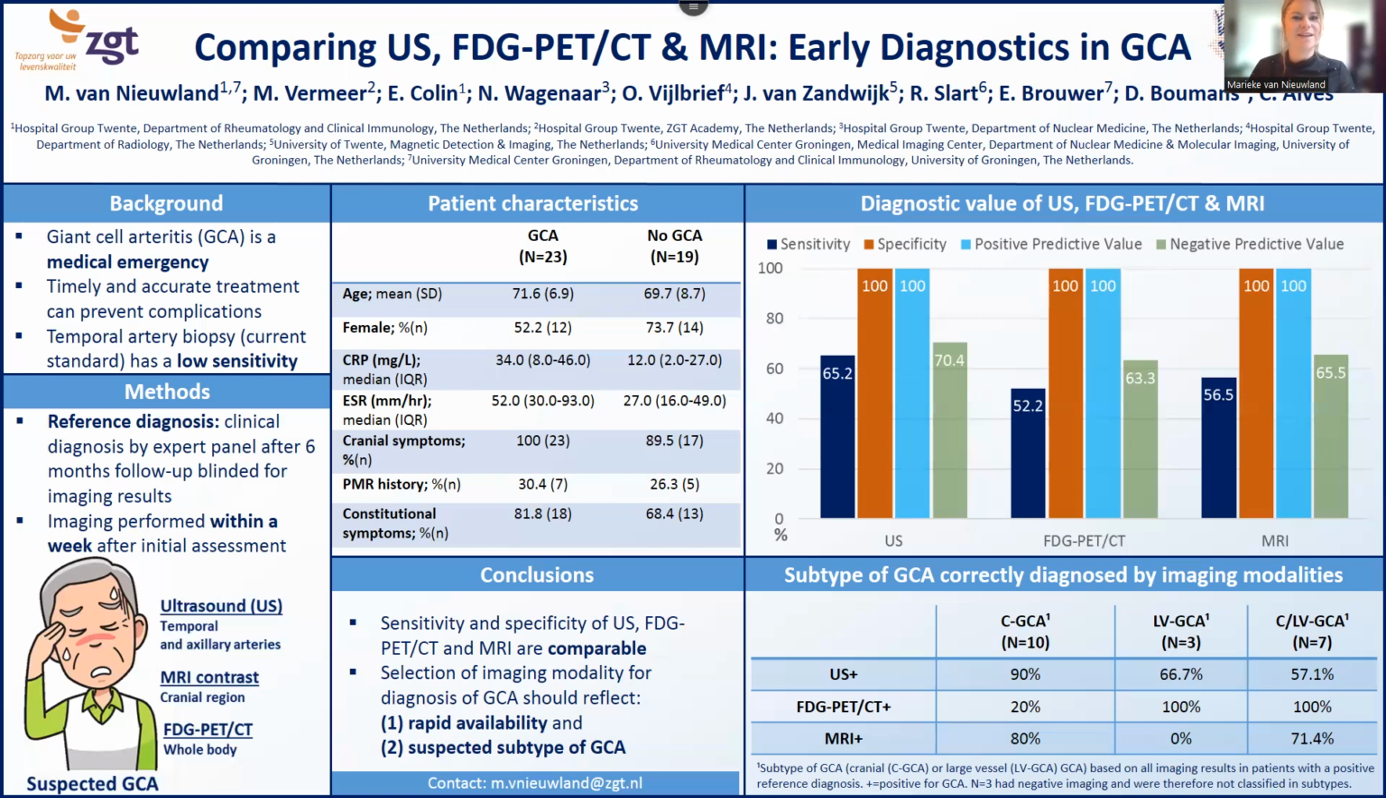So in conclusion, sensitivity and specificity of the 3 imaging modalities is comparable, and in line with our results, the selection of imaging modality should reflect the availability of the imaging modality on a short notice and the suspected subtype of giant cell arthritis.